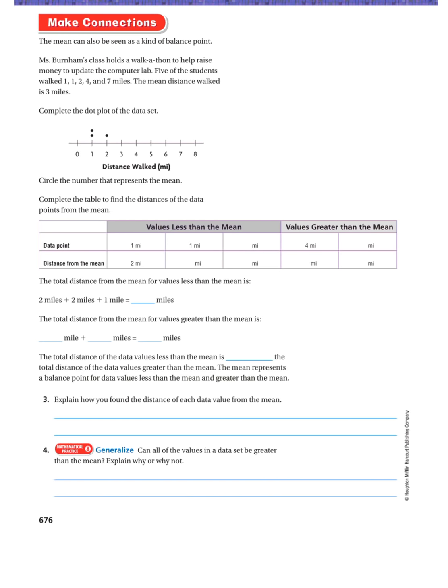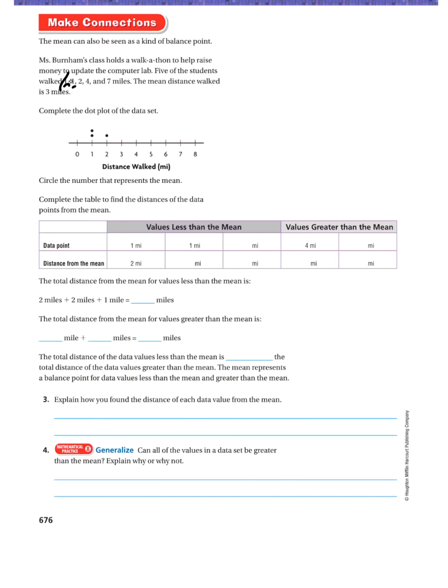Complete the dot plot of the data set. Circle the number that represents the mean. Complete the table to find the distances of the data points from the mean. So what we're going to do is look at these numbers and finish this dot plot. Since there were 2 people that walked 1 mile, we would put 2 dots above the 1.